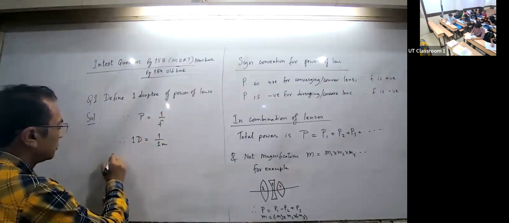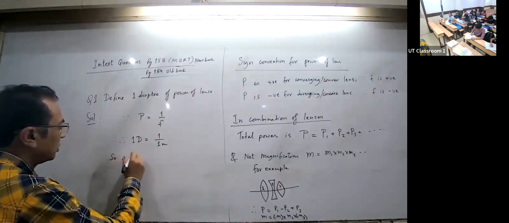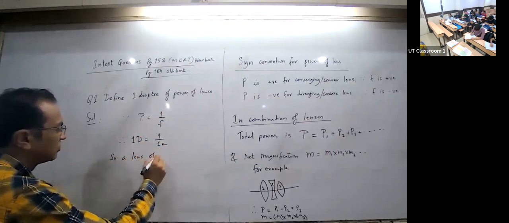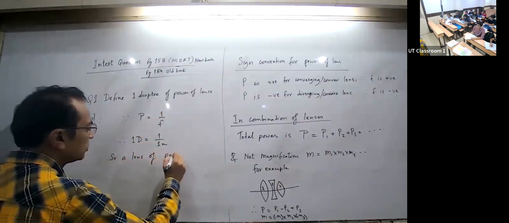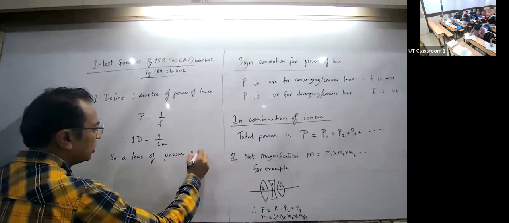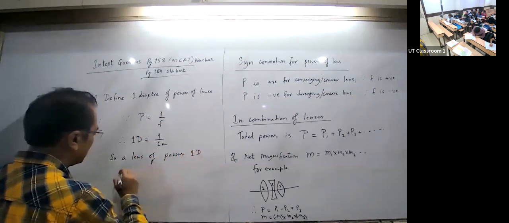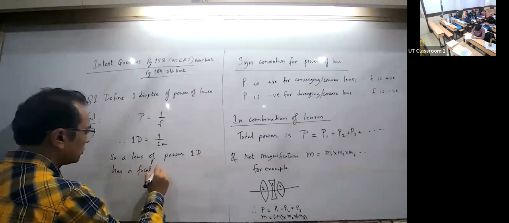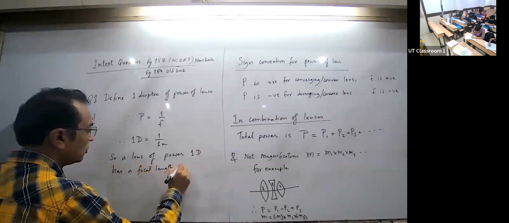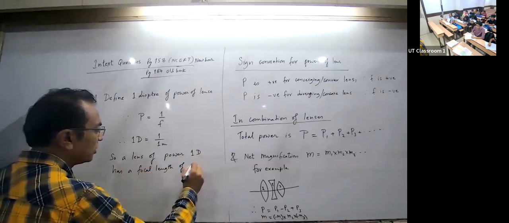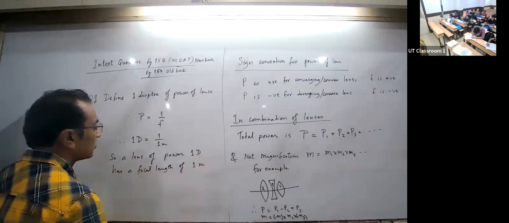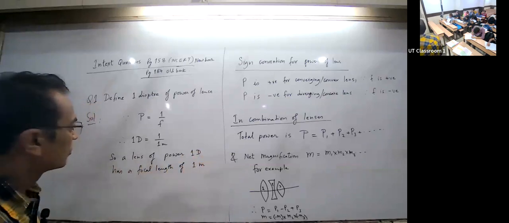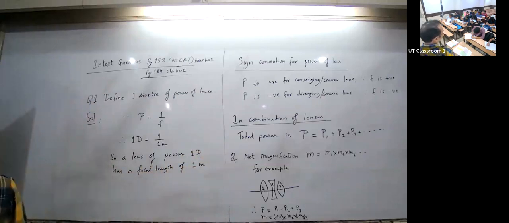So a lens of power 1 diopter has a focal length of 1 meter. Okay? This you have to remember.